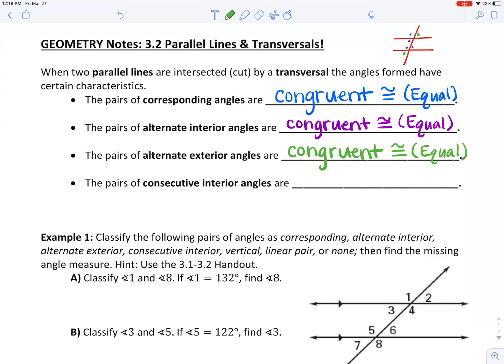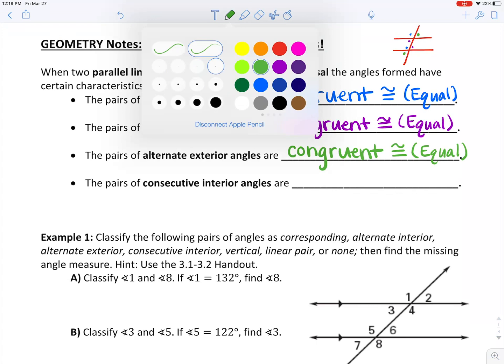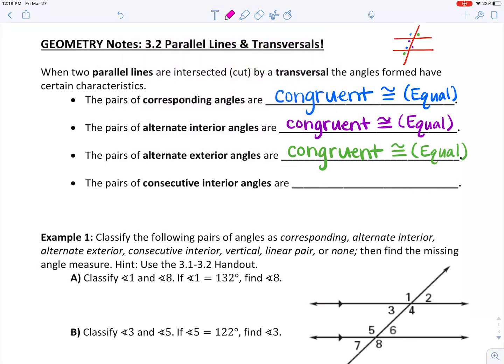Okay, and then the last one that we're going to talk about today is consecutive interior angles. And consecutive interior are on the same side as the transversal and on the inside set of parallel lines. And this one is a little bit different. As you can see by looking at these two pink angles, they don't look like they would be equal. They're actually going to be supplementary.